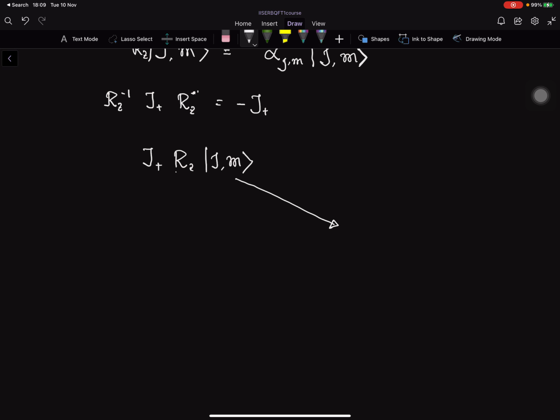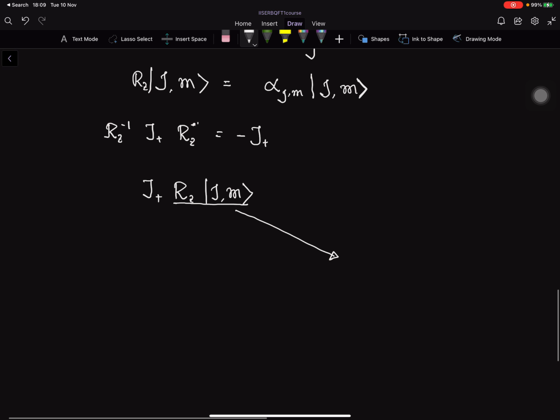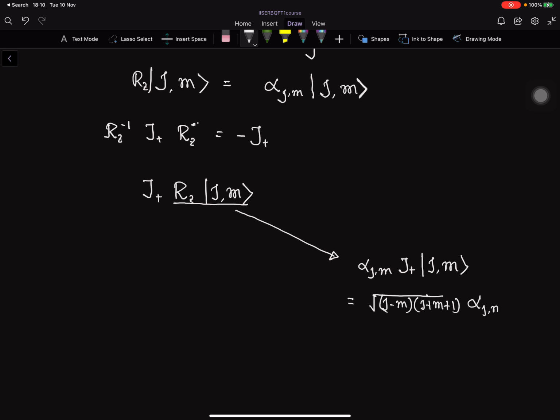One way: we know that Rz acting on |j, m⟩ is simply alpha_jm |j, m⟩, so this is the same as alpha_jm J plus acting on |j, m⟩, which is the same as this factor, square root of (j minus m)(j plus m plus 1), times alpha_jm.